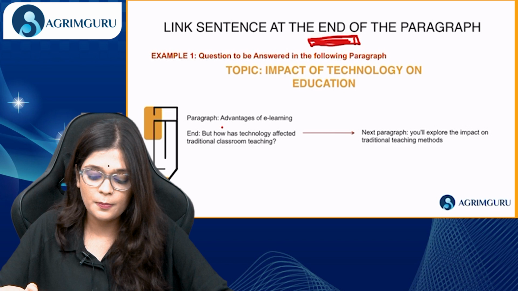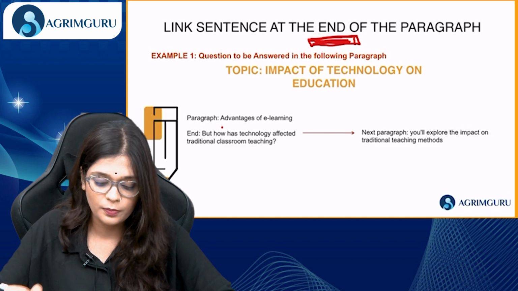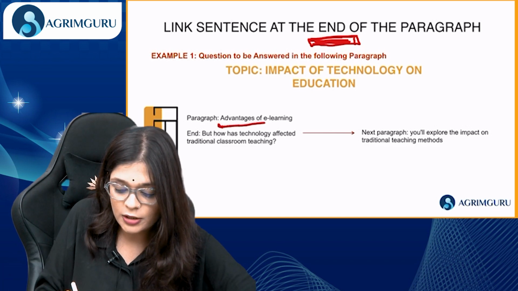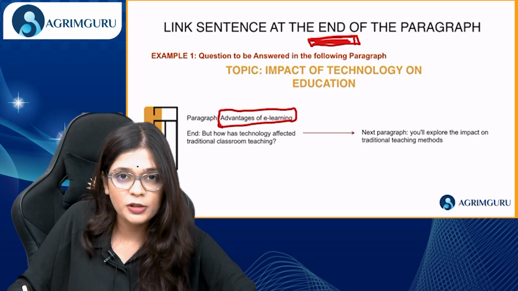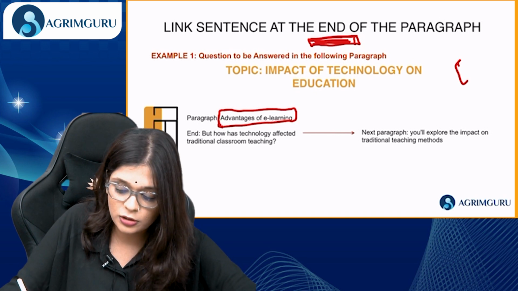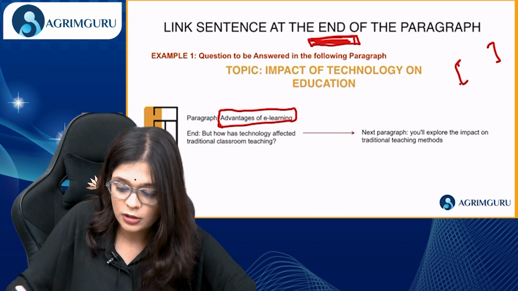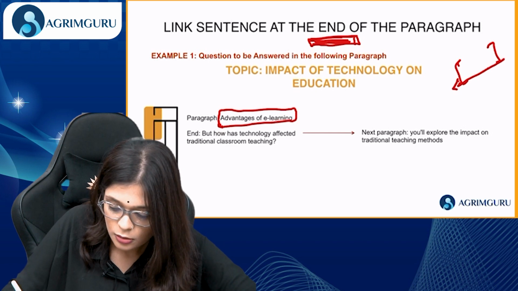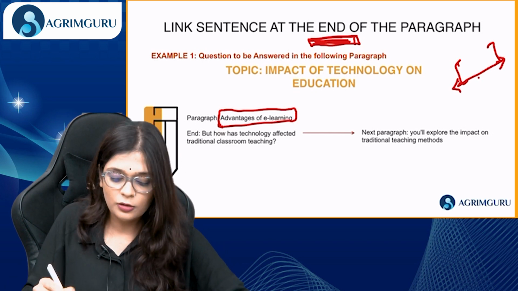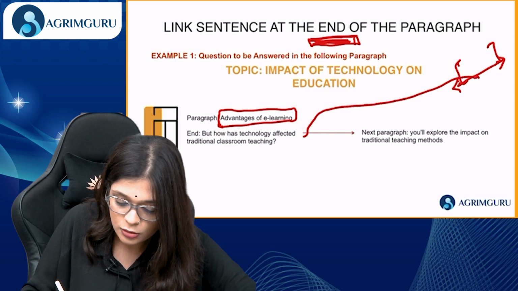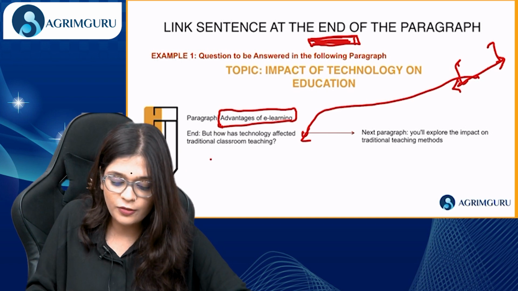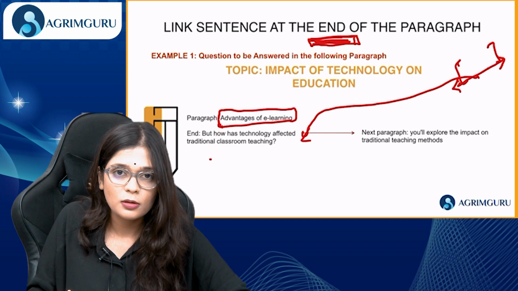For example, your topic is impact of technology on education. You've already discussed the advantages of e-learning in your previous para, or in the same para. Now, what will happen at the end of the paragraph? You will put up a question. But how has technology affected traditional classroom teaching?